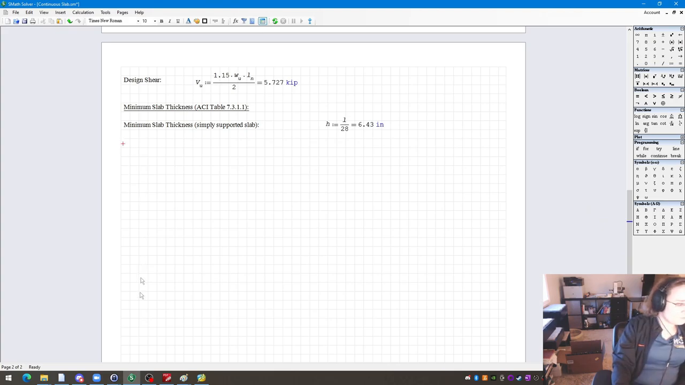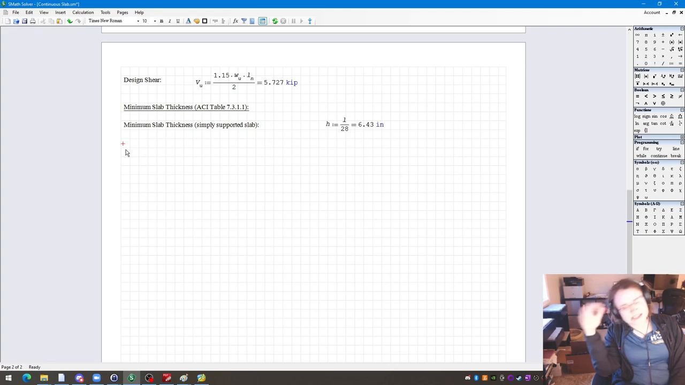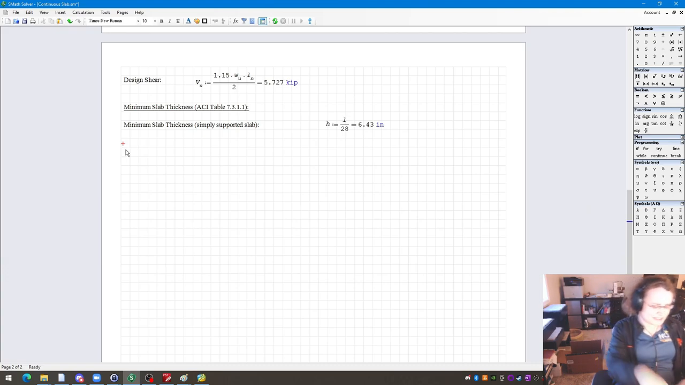Okay. So now we don't want to specify a slab thickness of 6.43 inches. That is way too specific. We want something that's a reasonable value. We could try different things, but for simplicity, especially because I want to have enough moment arms for both the positive and negative moment capacity, let's try maybe a slab thickness of, say, 8 inches.